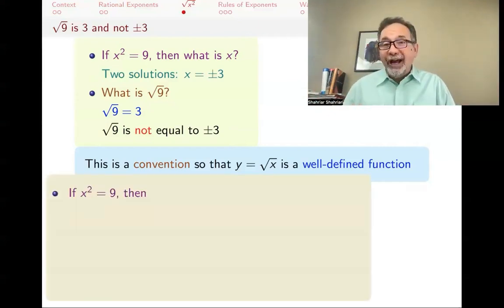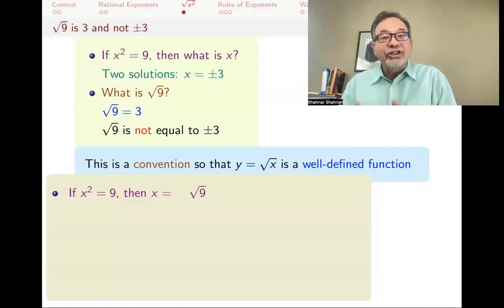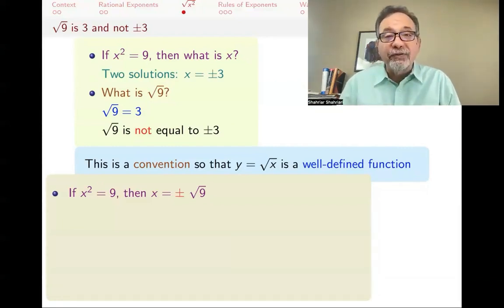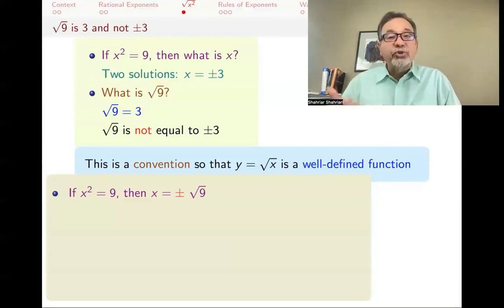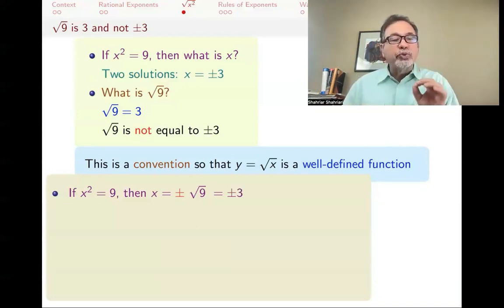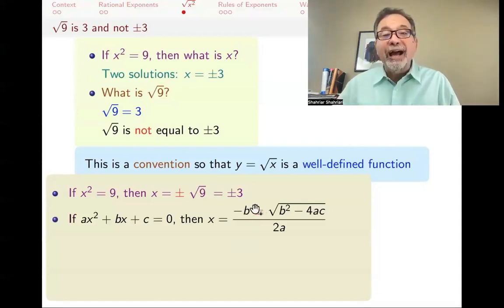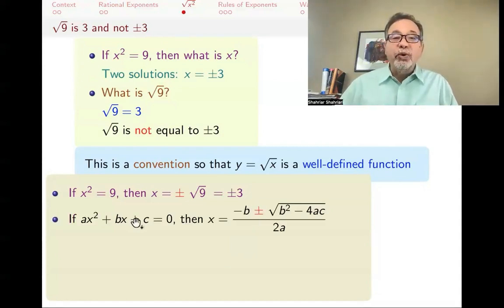If x squared equals 9, then what is x? X is not just square root of 9, because square root of 9 is just 3. You have to put a plus or minus in front of it. You have to say it's plus or minus square root of 9. This also tells us why when we do the quadratic formula, we've got a plus or minus there. Because when you're solving a quadratic equation, there are going to be 2 solutions.